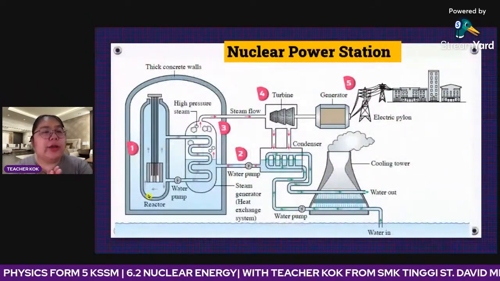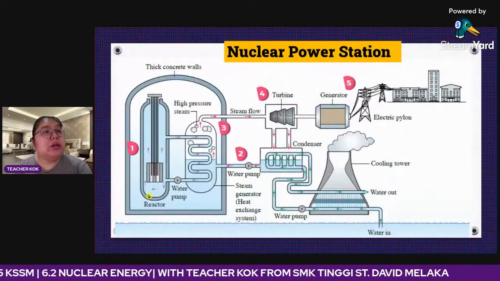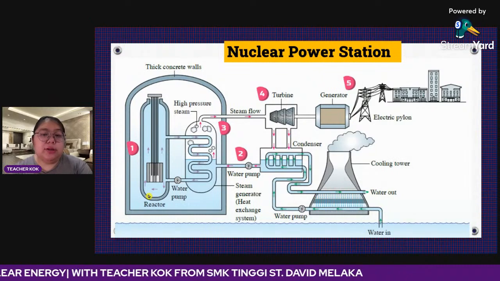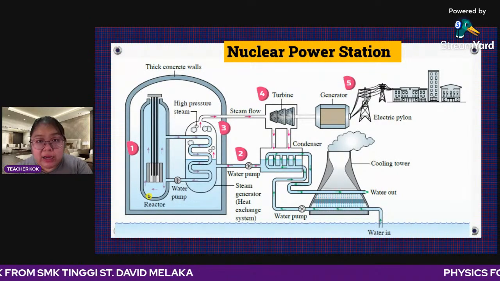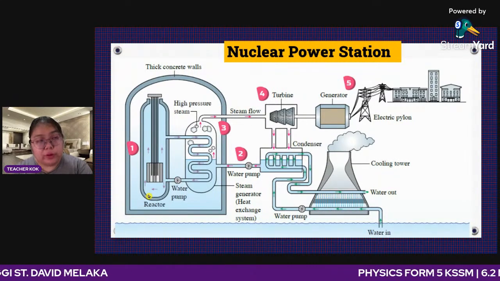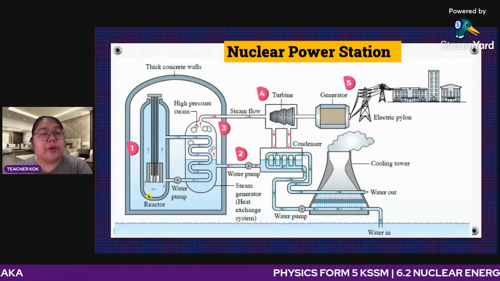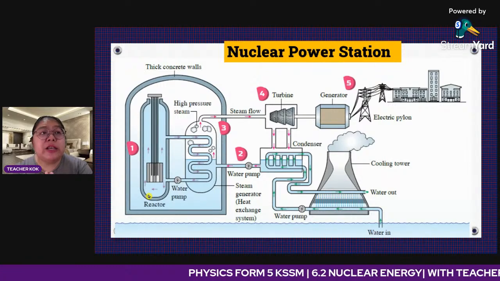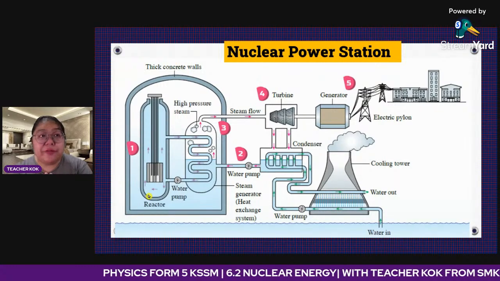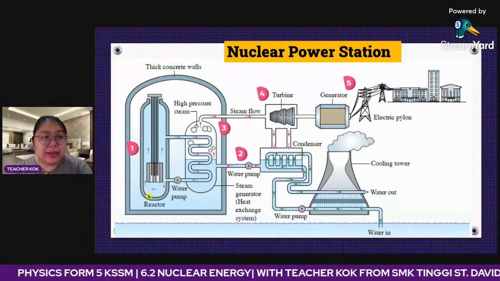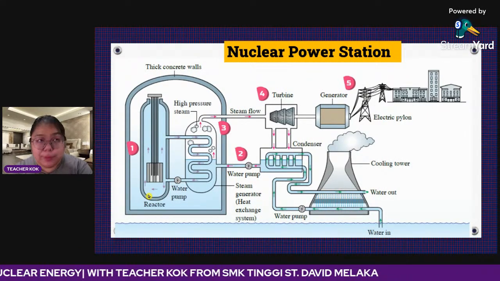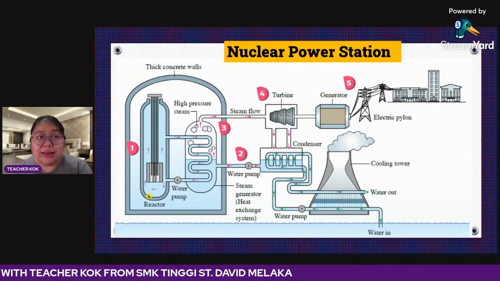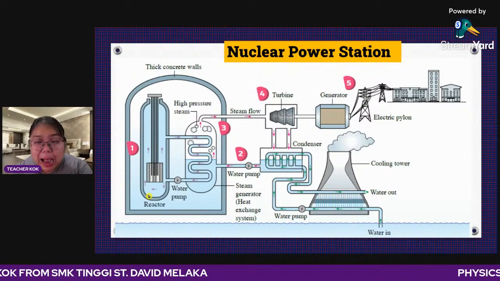Okay, after 3 examples, now we're going to see the nuclear power station. A nuclear power station is one of the power stations that produce energy from a nuclear process. So this nuclear process must be nuclear fission, because this is not related to the sun. To produce nuclear fusion is a bit hard because you need sunlight, and also the temperature must be high.